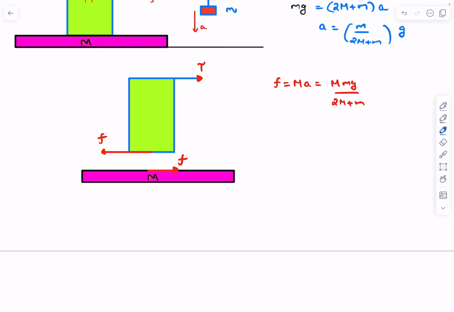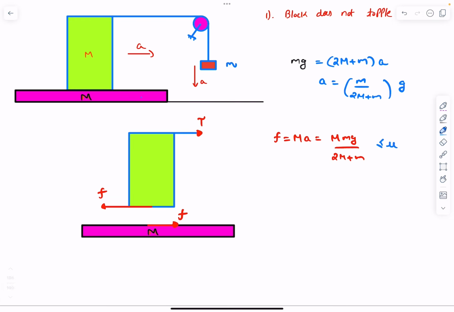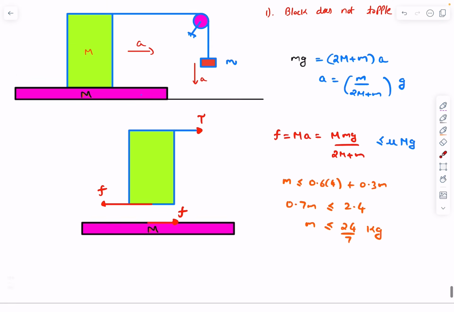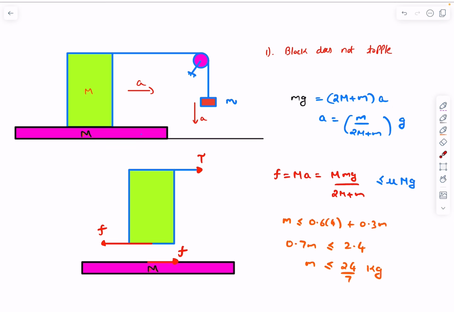So we want the friction between the block and the plank to not exceed its maximum value, which is mu times the normal reaction, and the normal reaction is just equal to the weight of the block, right? So we want it to not exceed mu capital Mg. After doing a little bit of algebra, we'll get small m should be less than or equal to 24 divided by 7 kg, which is around 3.4 kg. So basically, if you assume that toppling never happens, then the slipping starts happening at small m equals 24 divided by 7 kg.